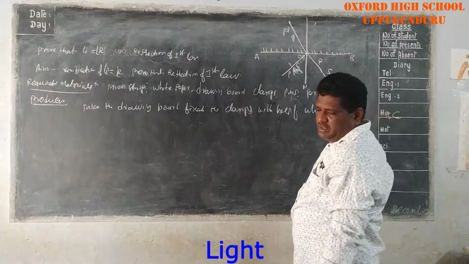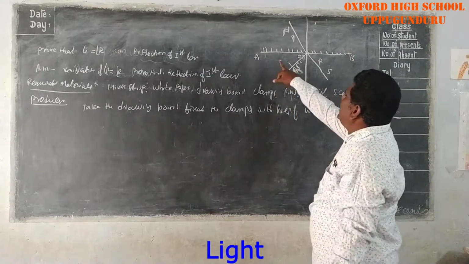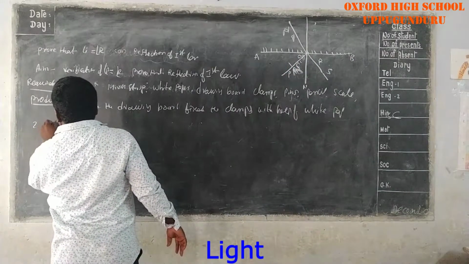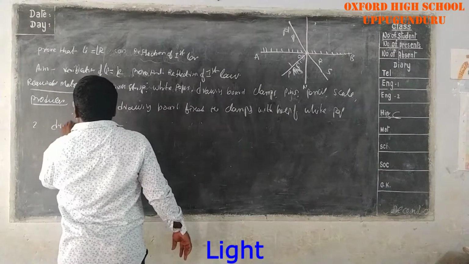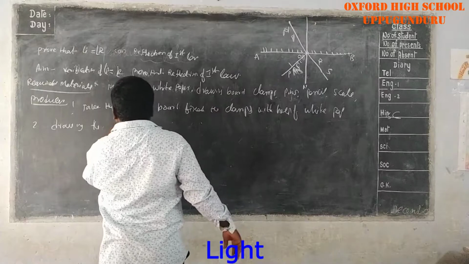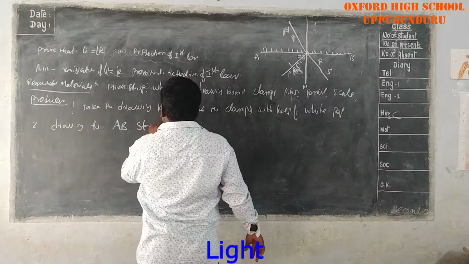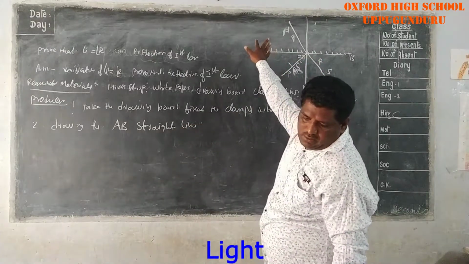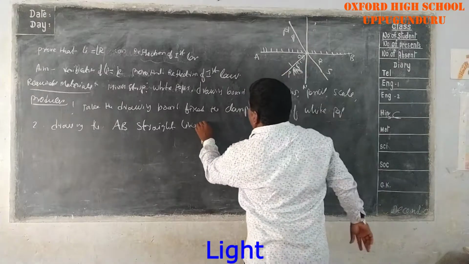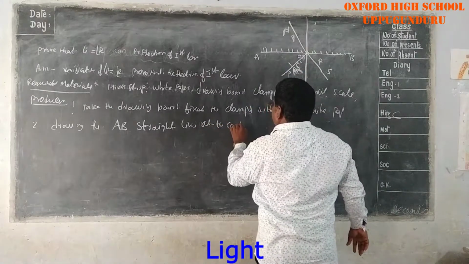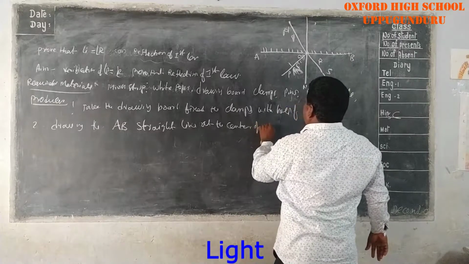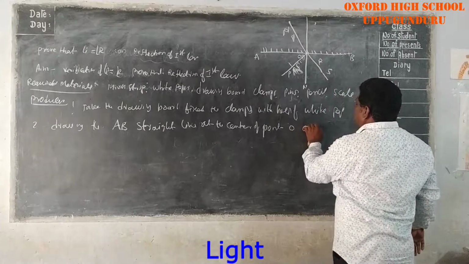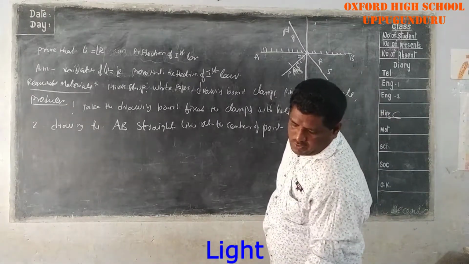Okay now. So in this picture, first of all, draw one straight line AB. At the center point of AB is O. O means origin. We call it the origin.